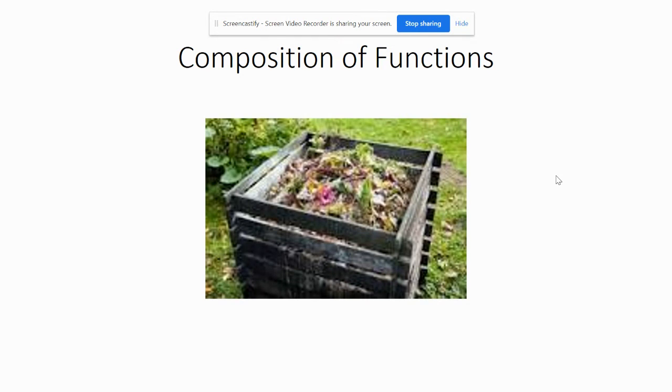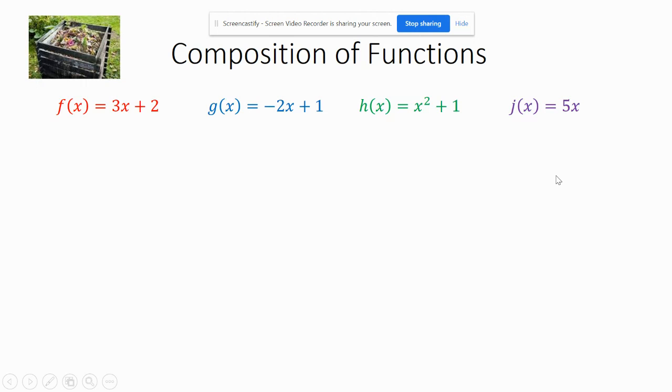Composition of functions, not a compost, a composition of functions. All right, so here we have our functions. What we're going to do is plug a function into a function. Now here we're given one. I like these better because we're given the actual value.